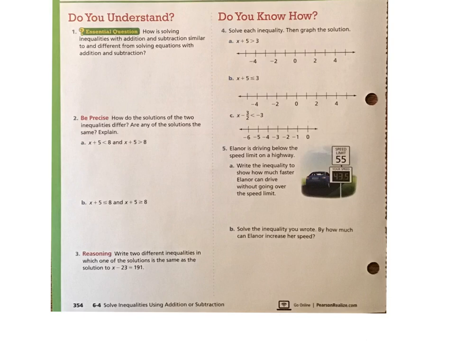Now let's take a look at number 2. How do the solutions of the two inequalities differ? Are any of the solutions the same? Explain. So in part A, you notice that the two inequalities look the same except for the inequality sign. The first inequality uses a less than symbol, while the second inequality uses a greater than symbol. So when we solve the inequality, we still do the same thing on both sides of each of them, which is subtract 5.